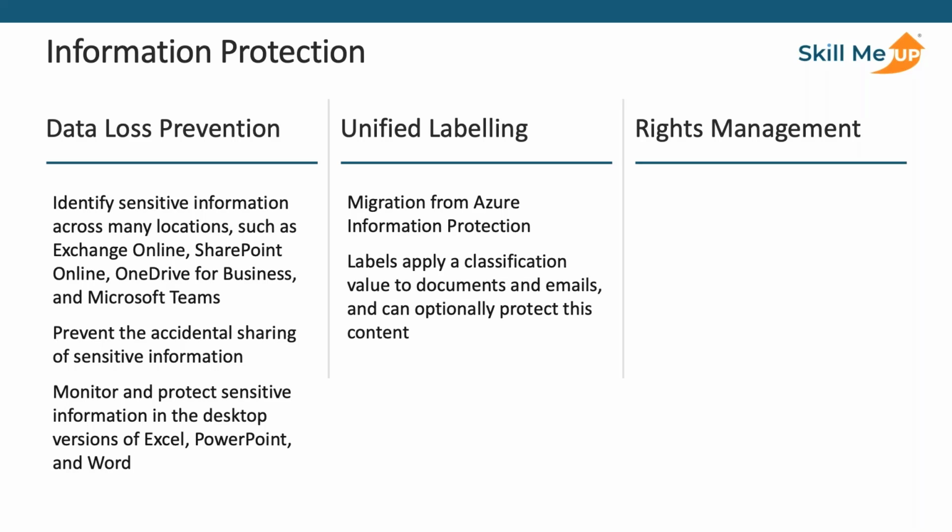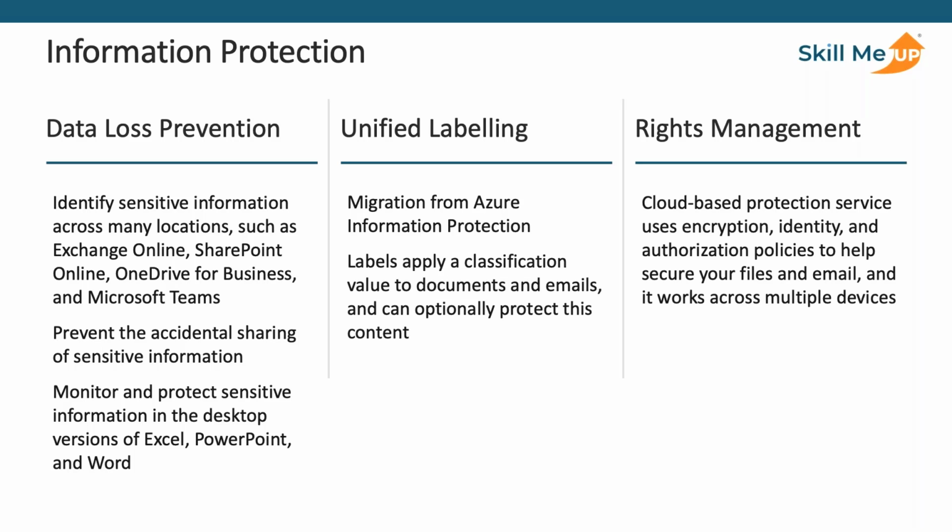Now the logic here is quite simple. Right now, without unified labeling, you would have to designate people who have access to the Azure tenant to go and manage Azure Information Protection. Whereas Microsoft want you to stick inside the security and compliance capabilities within Microsoft 365 to do the same. So labels apply a classification to the documents and emails, and then you can apply an optional protection.